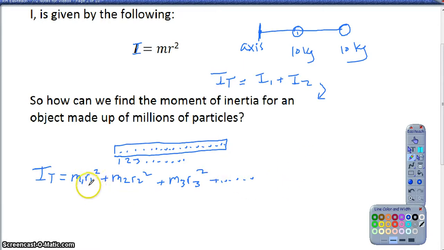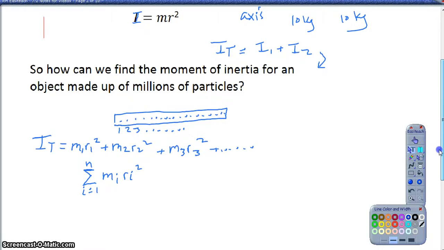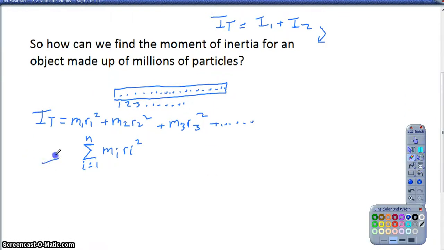But the good news is, what this is really doing is we're taking m1 r1 squared plus m2 r2 squared. We're following that same pattern, right? So we're really just finding the sum of mi ri squared for all i from 1 to however many particles we have. So algebraically we're finding the sum of all of those. Well, the reason that's very important is because this ties in with a definition in calculus. When you first define the integral in calculus, this is one of the means for which you use the integral to represent.